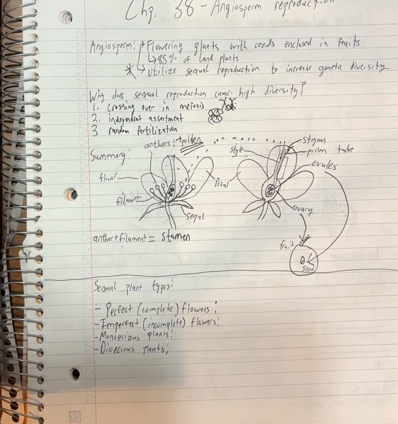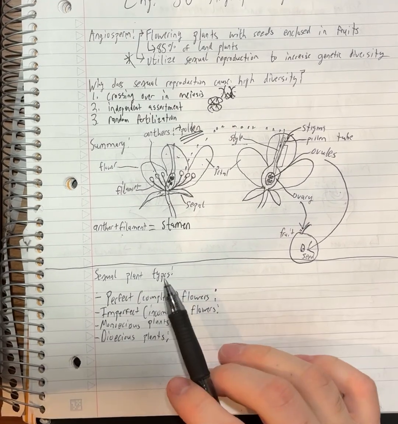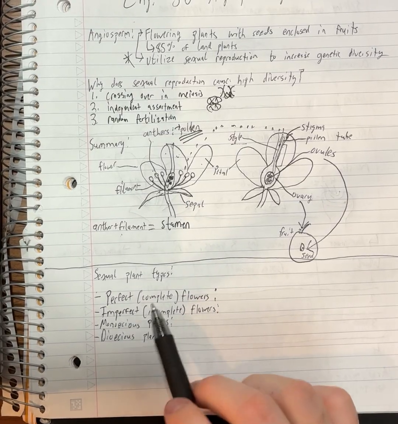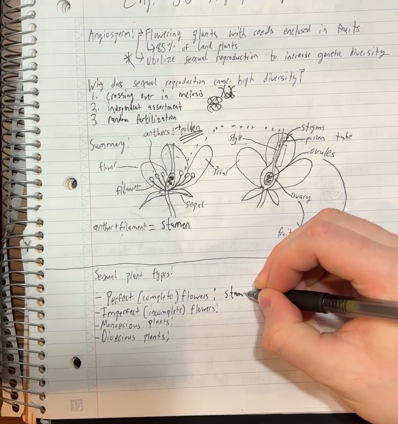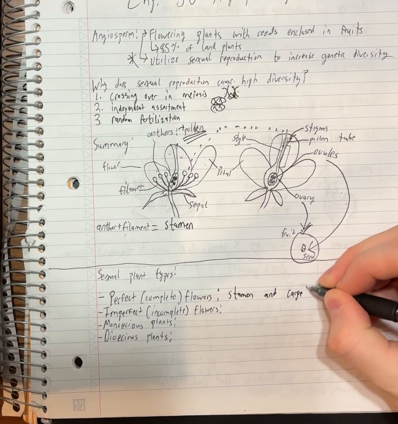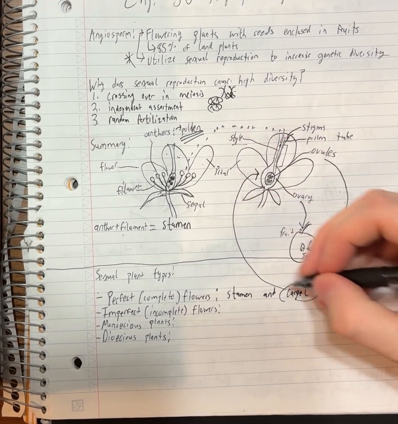So now I want to get into the types of flowers, the sexual plant types. So first, the one I've drawn up here, is called a perfect or complete flower, and that means that it has both stamen and carpel. And carpel is another word for this whole female reproductive system.